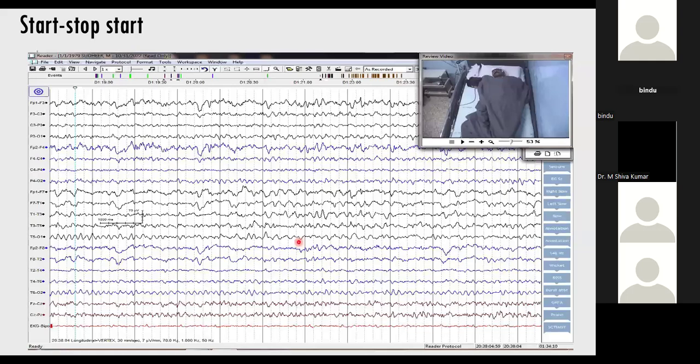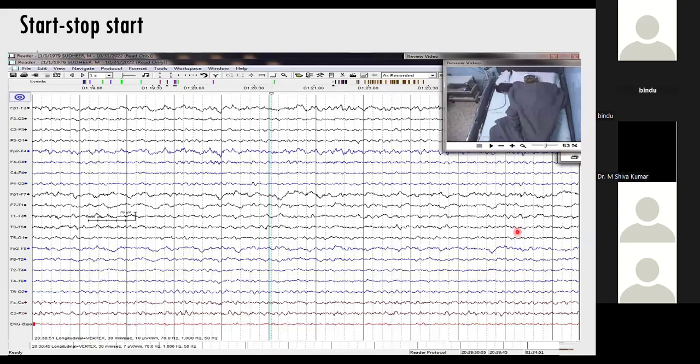Later, it disappears for another 10 to 20 seconds. It appears again in the same region. It can appear in the same region, or it can start within a different diffuse spread. It can have a different morphology also.